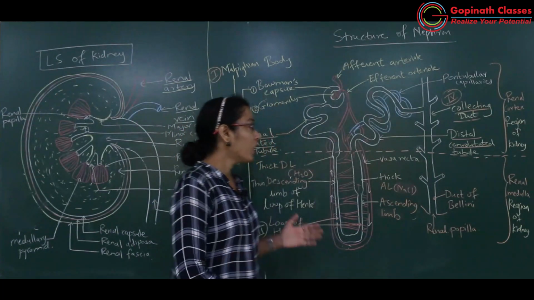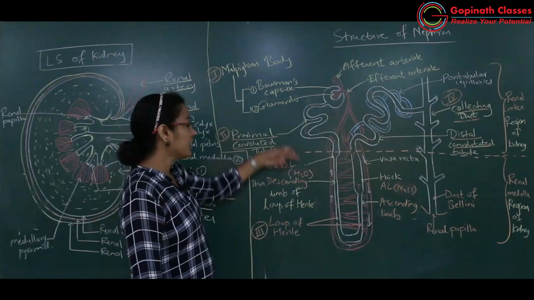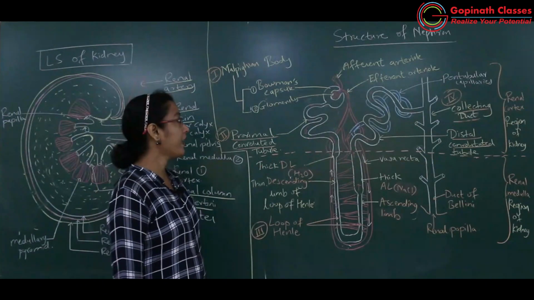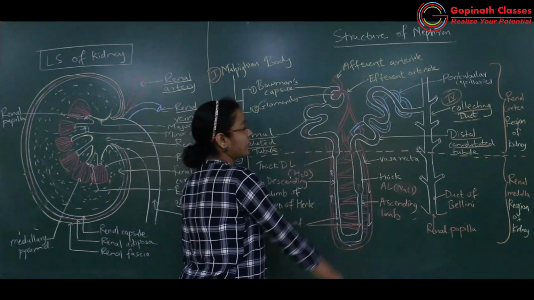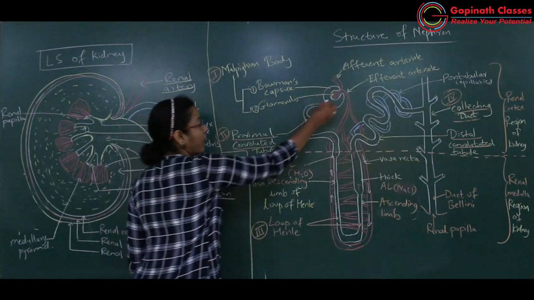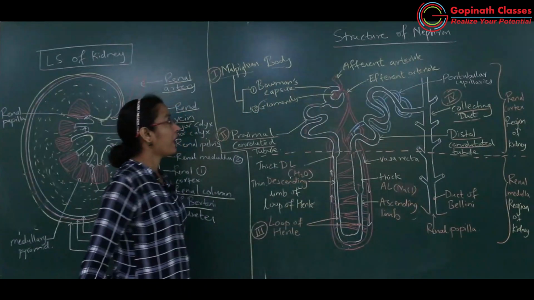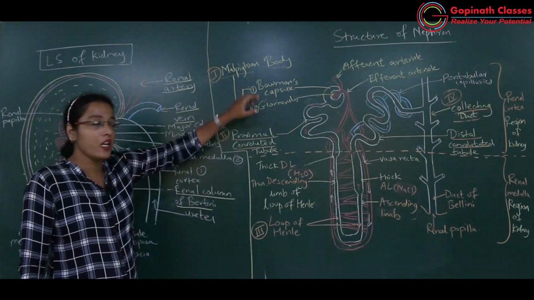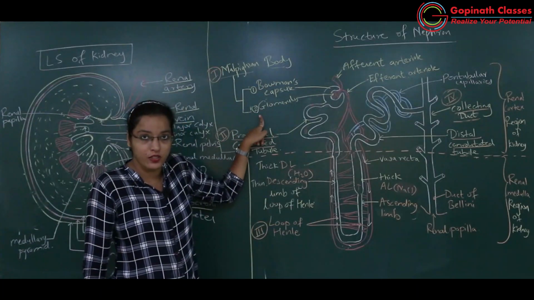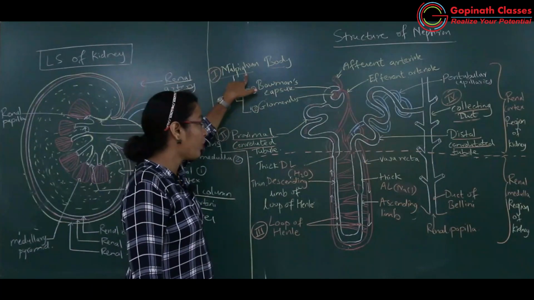So now let's study the structure of the nephron. This is the diagram which I have drawn of the nephron. Each nephron consists of which parts? What is this? This is the Malpighian body. The Malpighian body consists of Bowman's capsule and glomerulus. So the very first part of the nephron is the Malpighian body.